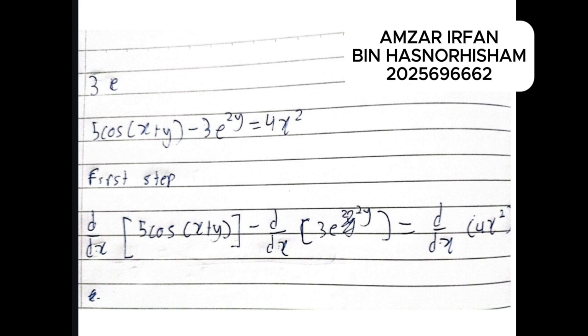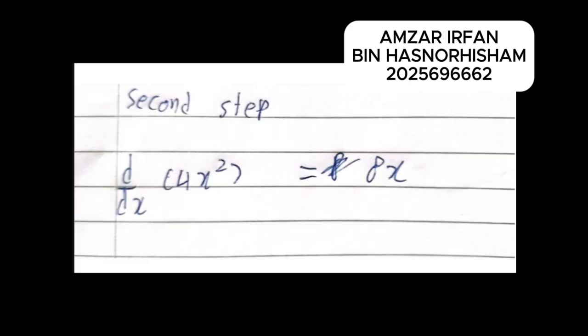The first term is 5 cos(x + y). The second term is minus 3e^(2y), and the third term is 4x to the power of 2. Starting with the right side, the derivative of 4x squared is simply 8x.